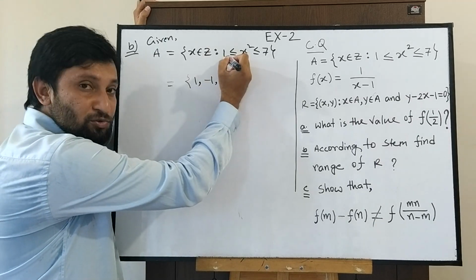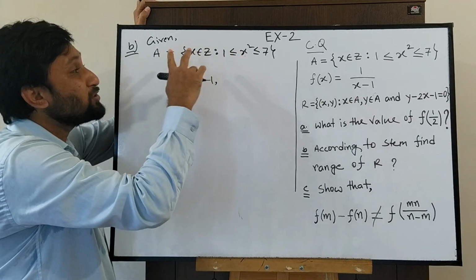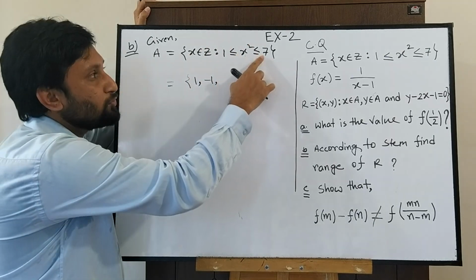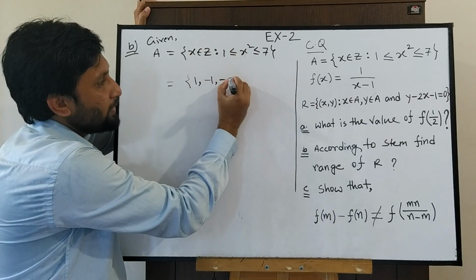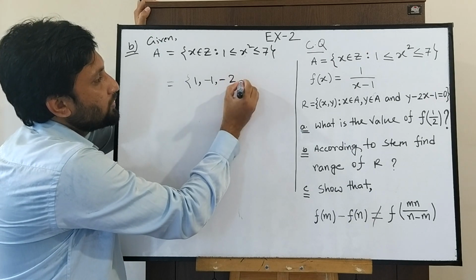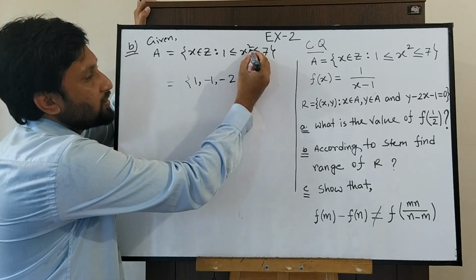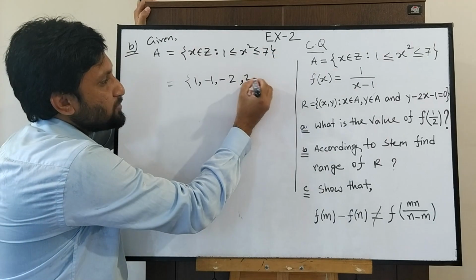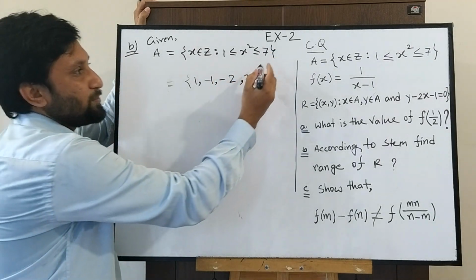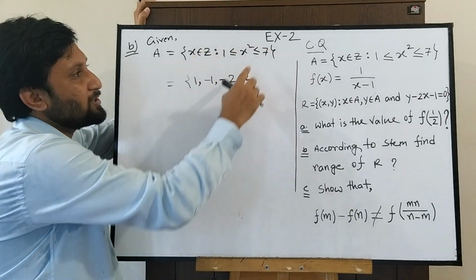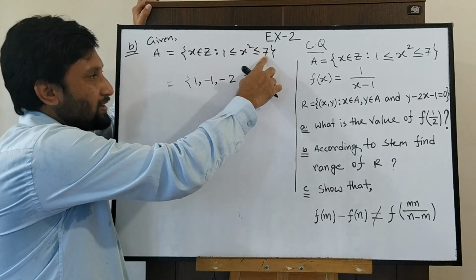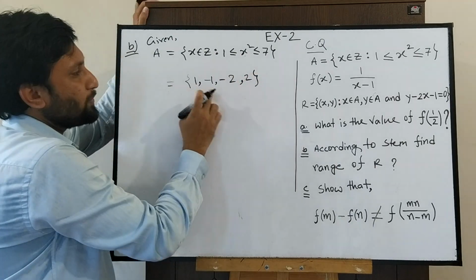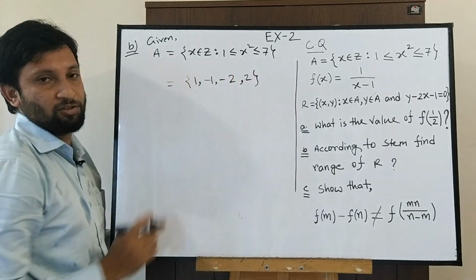If we use -2, which is an element of the integer set, -2 squared is 4, and 4 is less than or equal to 7, so -2 is acceptable. Then +2, 2 squared is 4, which is less than or equal to 7, so 2 is acceptable. But for other values, suppose we use -3, 3 squared is 9, and 9 is not less than or equal to 7. So the elements of A are 1, -1, -2 and 2.